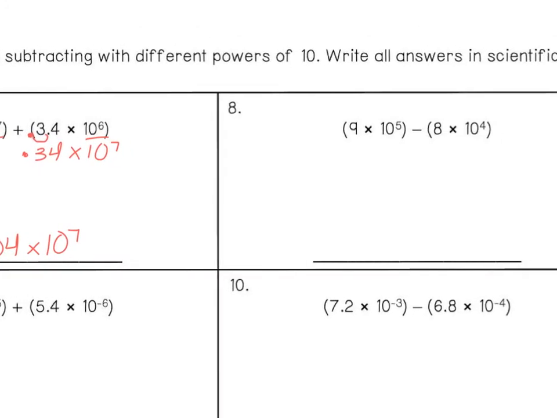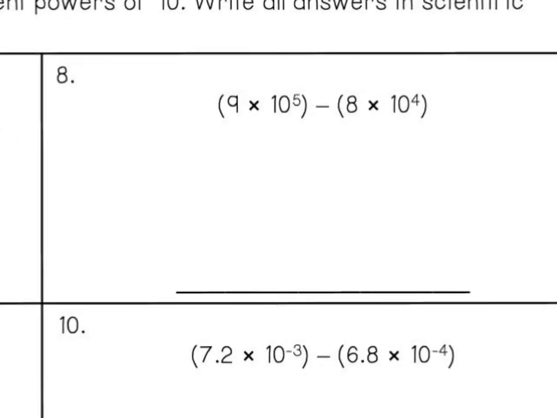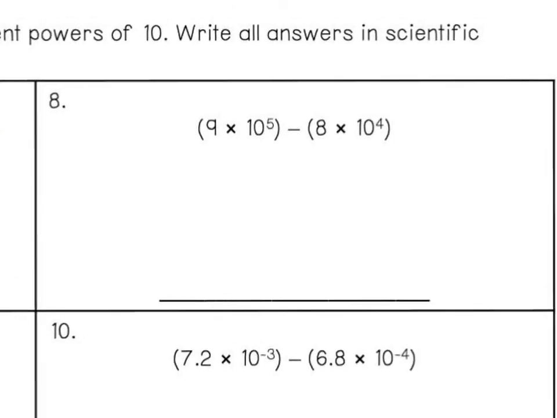All right, next example. 9 times 10 to the 5th power minus 8 times 10 to the 4th power. So we have different signs. I'm going to pick one to change. I think it might be easier to change this one. You can do the other one, but I think it'll be less steps to change that one. So I'm going to move my decimal over one place. So it's 0.8 times 10 to the 5th power.